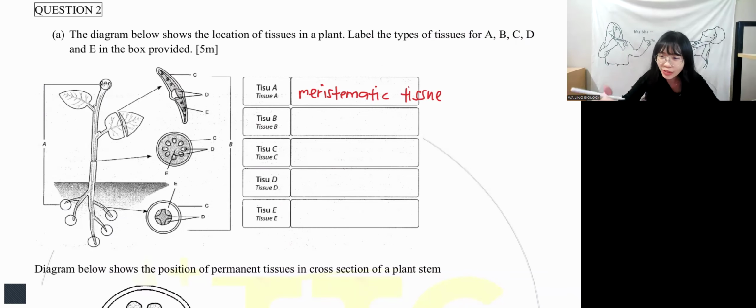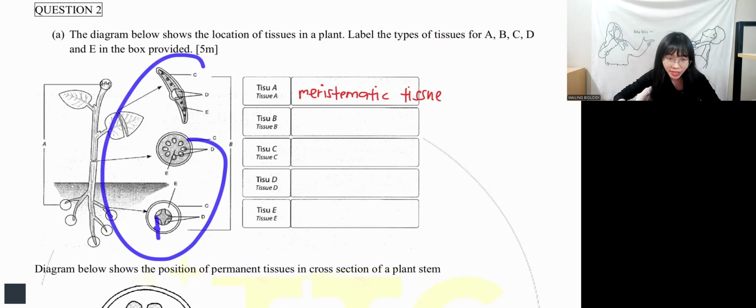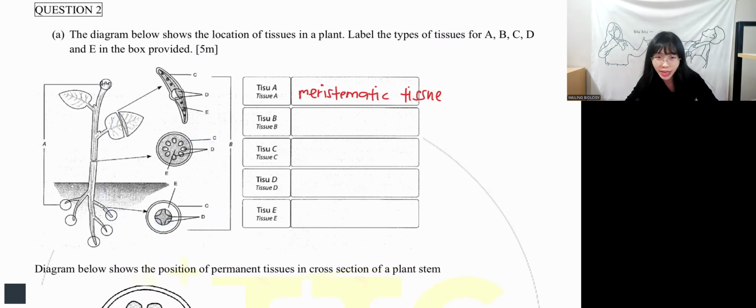The question always gives you dicot. They don't give you monocot, guys. For example, this question is also a dicot because you can see there's a star shape. The one just now is also a dicot. Okay, next, we will label C. C is easier to label.